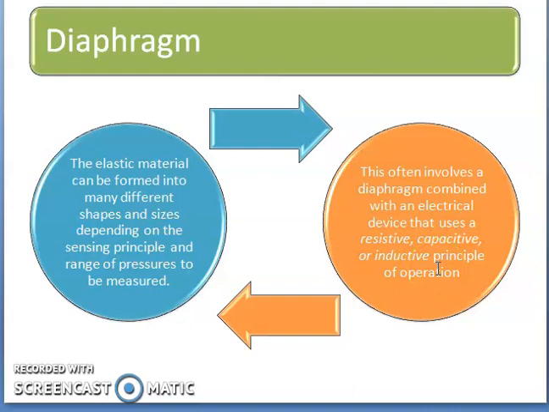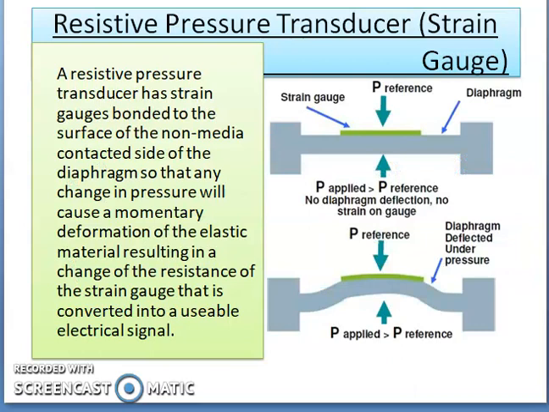And there are mainly three types of pressure transducer using this principle. Either it may be a resistive pressure transducer or capacitive pressure transducer or inductive pressure transducer based on the principle. Now we will discuss each one in detail. First one is resistive pressure transducer. It is also called strain gauge.